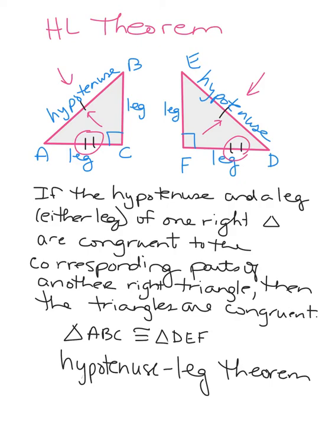Now again, it states that either leg, so it doesn't have to be a specific leg. If you look at the diagram, there are two legs in a right triangle. So either of these legs, if they're congruent to a leg on the other triangle, then the triangles are congruent. So in the given triangles, we can say that triangle ABC is congruent to triangle DEF because those corresponding parts match up due to the HL theorem.